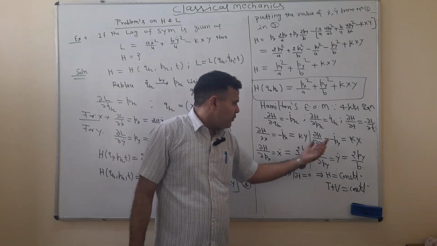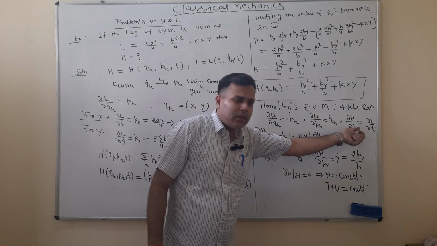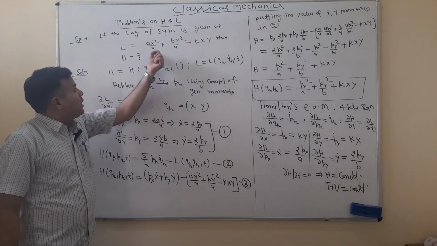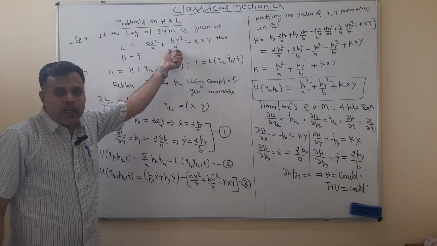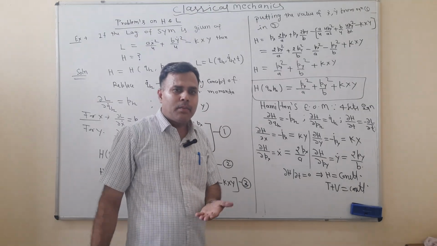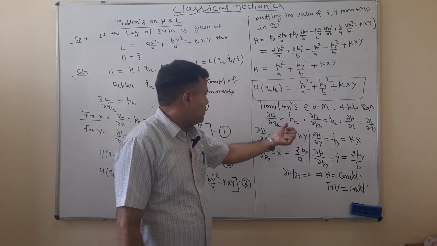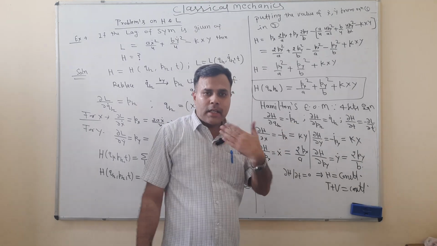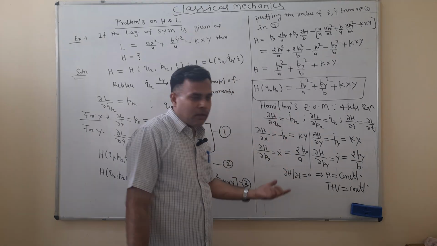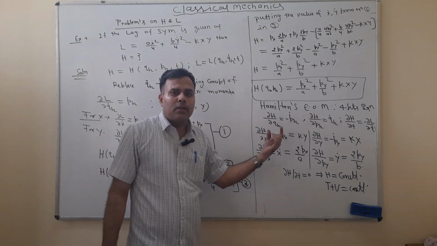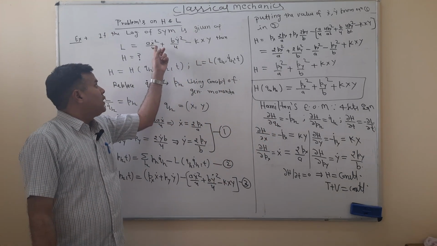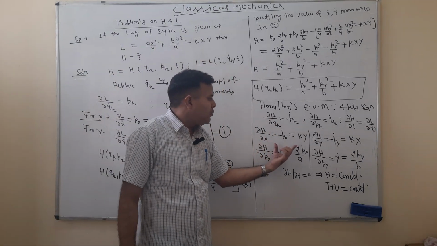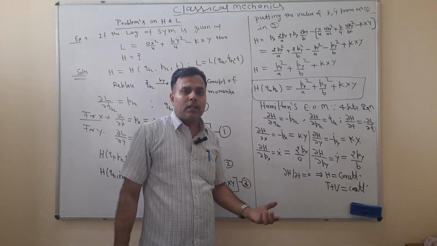But if there is no time term, if the Lagrangian is time independent, and here our Lagrangian is time independent, then we have only 2n sets of equations. It means for one generalized coordinate we have 2 sets of Hamilton's equations. Because in this case we have 2 generalized coordinates, we have 4 sets of Hamilton's equations.